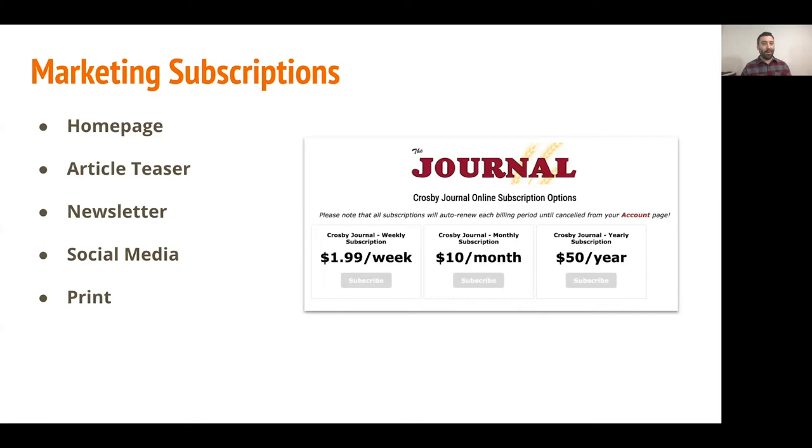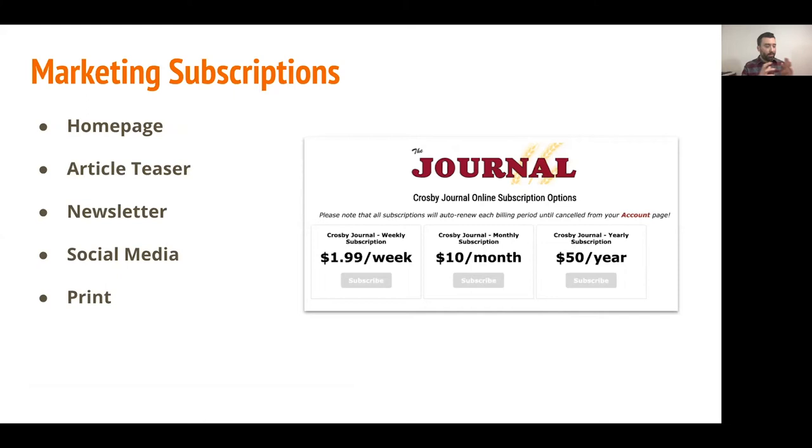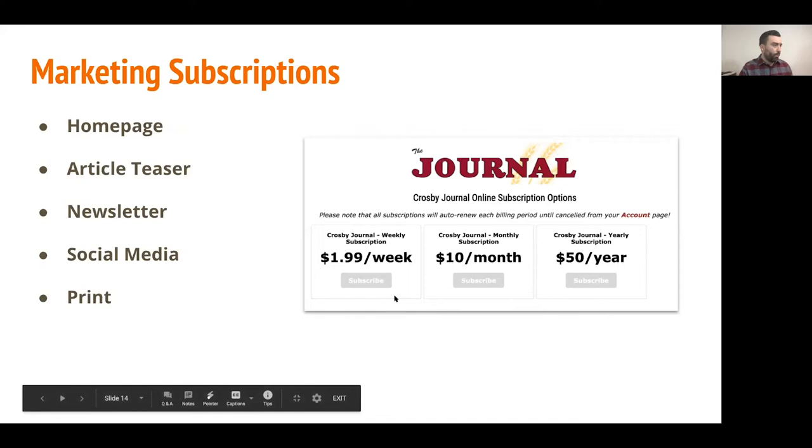And this is where they need to be. This is from thejournaltrib.com, and this is their subscription page. It's got the three simple products laid out very clearly, and the auto renewal pointed out here. So we want to get them to this page. That's the bottom line. How do we do it?